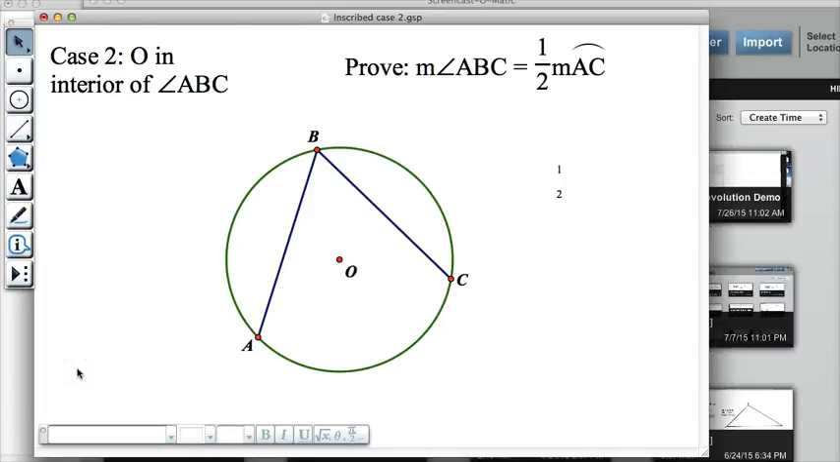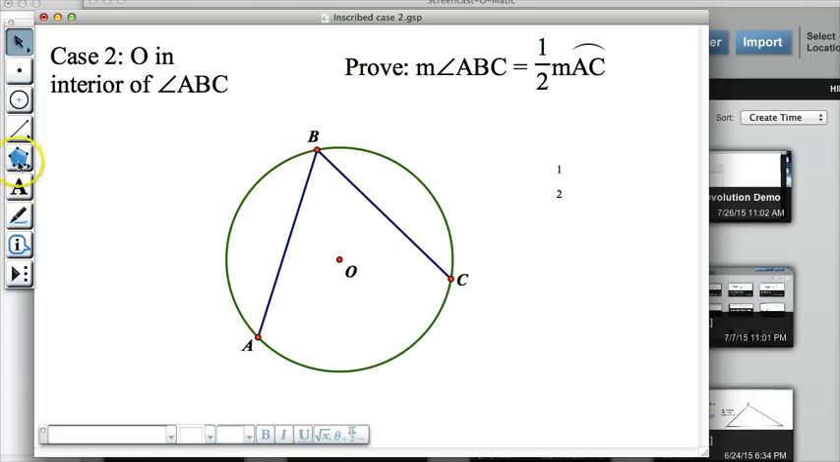And here we are proving case 2 of the inscribed angle theorem. So in this case, the center of the circle is actually in the interior of the angle. And while it's probably not going to be obvious to students how this relates to case 1, that will hopefully become apparent when we add some auxiliary segments.